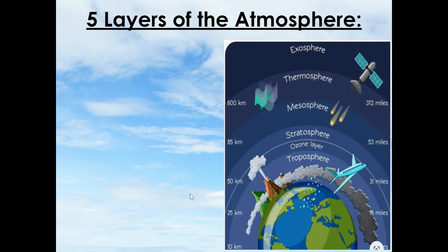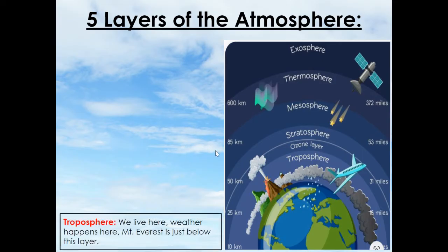Our atmosphere is made of 5 layers. You only need to write the names of the layers right now. We will take more notes about the facts about each layer in the future. We start at the bottom closest to Earth. This is the troposphere. We live here.